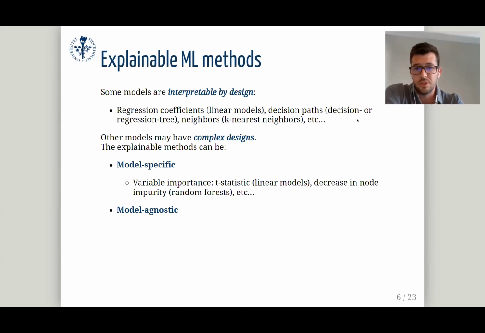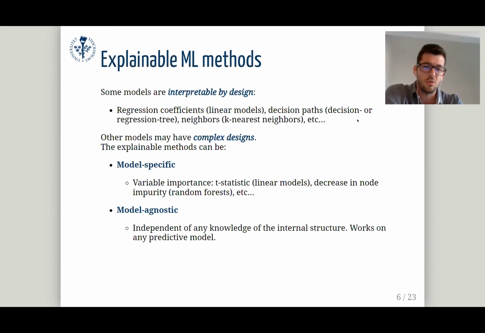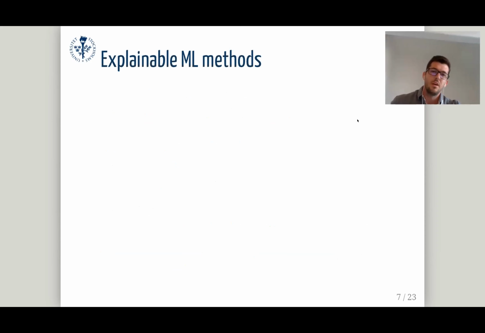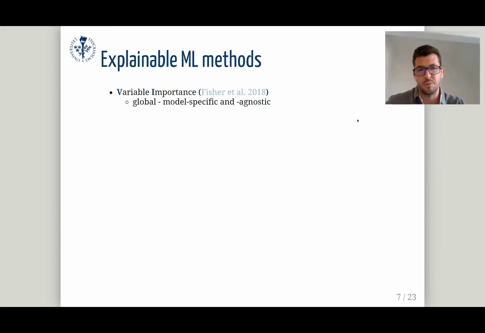These methods can also be model agnostic, so they're independent of any knowledge of the internal structure and work on any predictive model. These methods can also be directed to a single observation, so that would be a local explanation task, or they can be directed to the whole data set, which would be a global explanation task. And I'm just going to present a few of the methods, the ones I am more familiar with, and their reference, and whether they're global, model specific, or model agnostic.